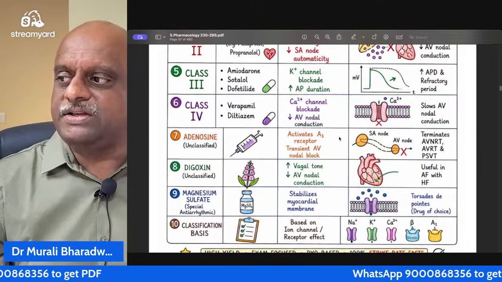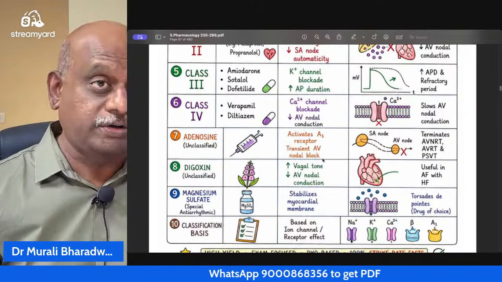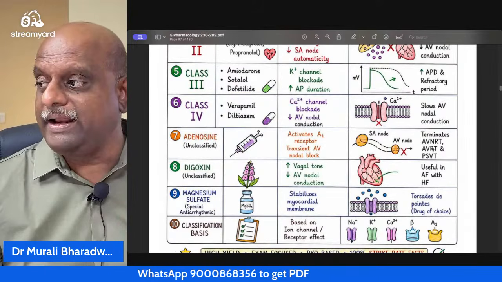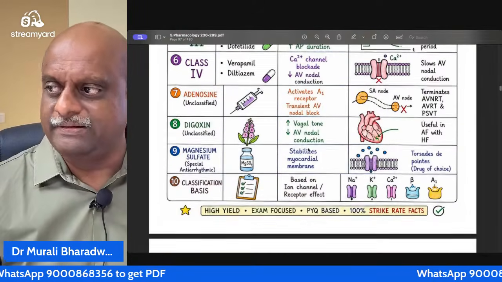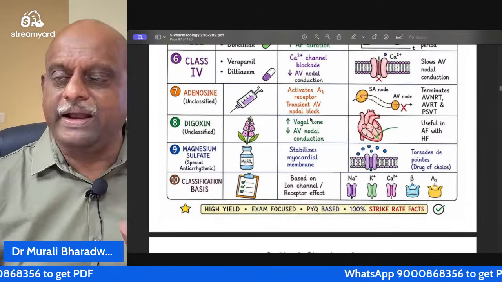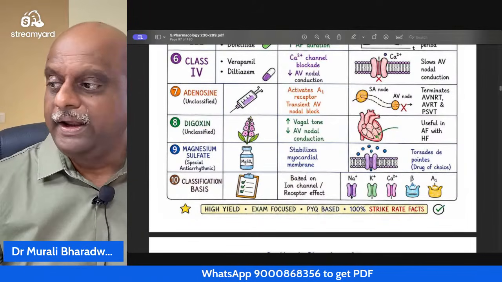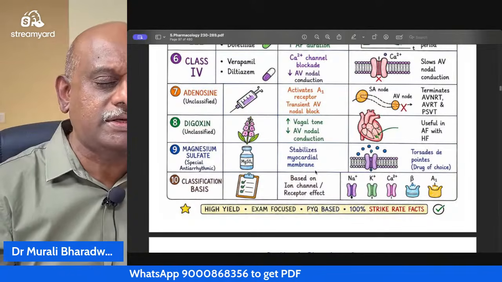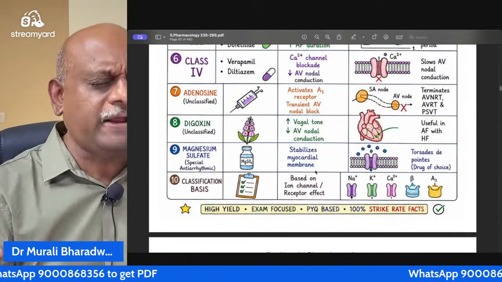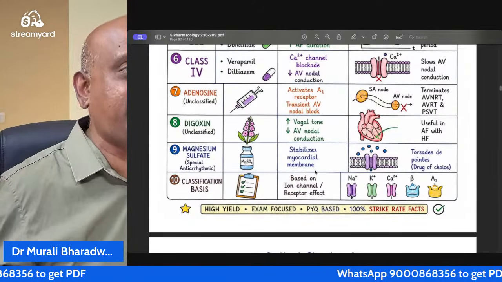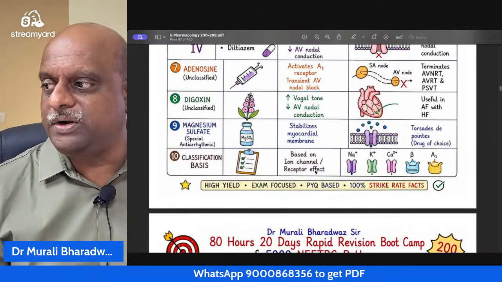Adenosine activates the A1 receptor, leads to transient AV block, and is a wonderful drug to terminate AV nodal reentrant tachycardia and supraventricular tachycardias. Digoxin increases vagal tone and decreases AV conduction. Magnesium sulfate stabilizes the myocardial membrane, hence whenever QT prolongation and polymorphic ventricular tachycardia, torsades de pointes, are there, magnesium is the drug of choice. That's what you need to remember.